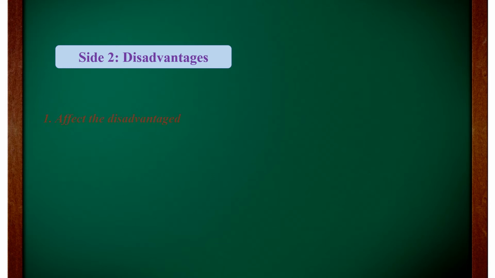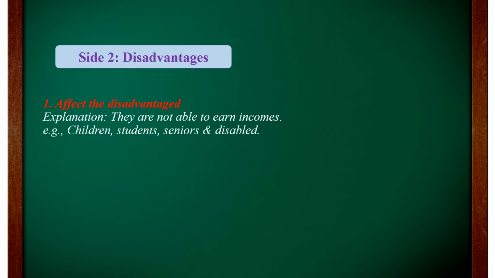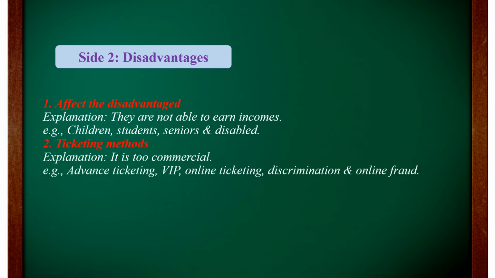Disadvantage 1 is affordability. This is because not all people can afford to pay for museum tickets, as you can see in the case of children, students, seniors, and disabled. Disadvantage 2 is ticketing method. The reason for this is that it is too commercial. The examples are advanced ticketing, VIP, online ticketing, discrimination, and online fraud.